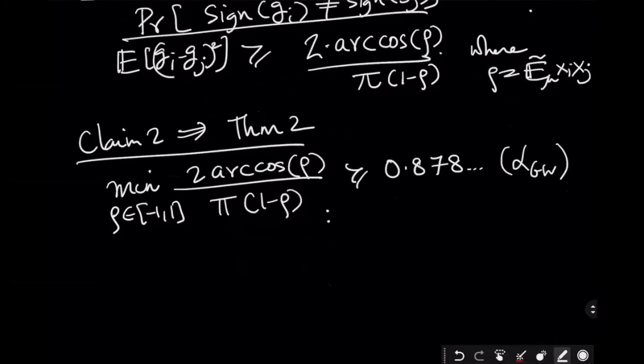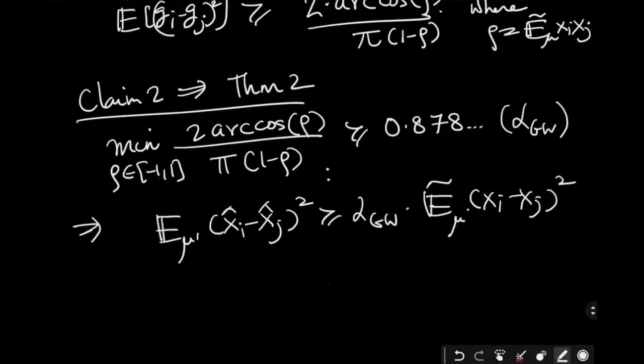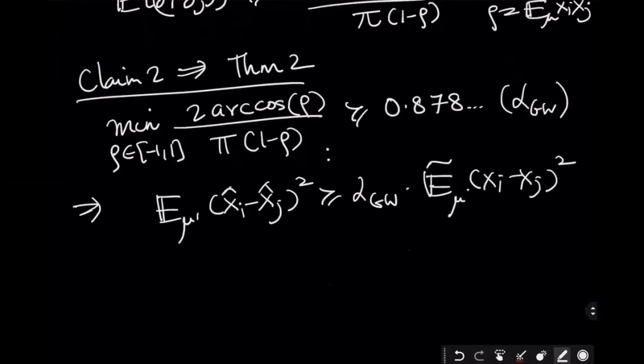And so now, what you've learned is that E mu prime of any edge (x hat i minus x hat j) squared is at least 0.878, actually, let's keep calling it alpha GW, times tilde E mu of (x_i minus x_j) squared. And so now you can just apply linearity of expectation and be done. I can just sum it up over all possible edges with a quarter factor.